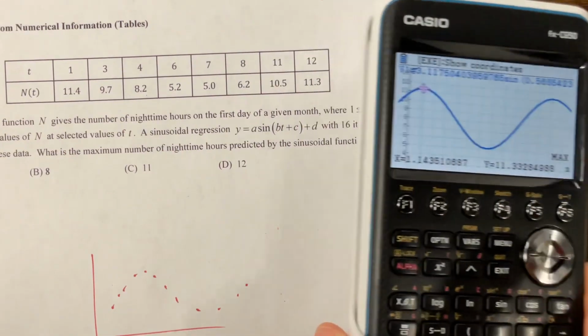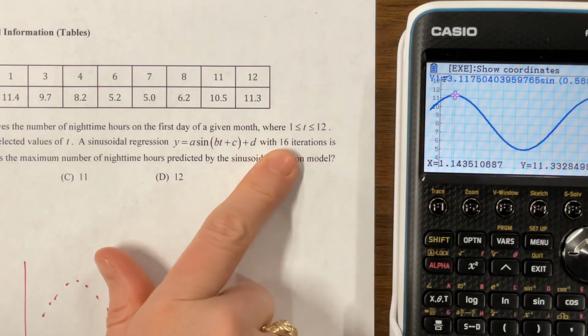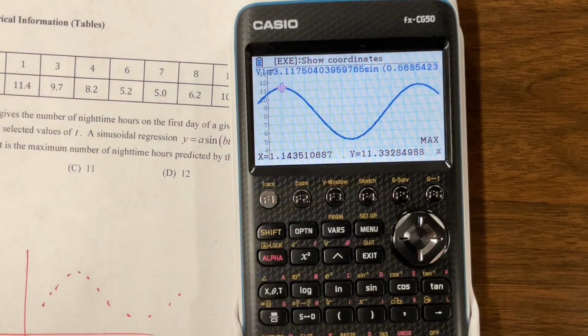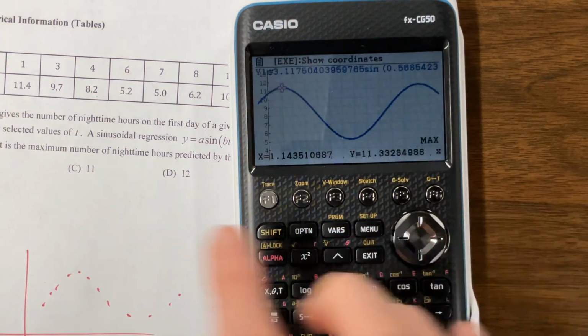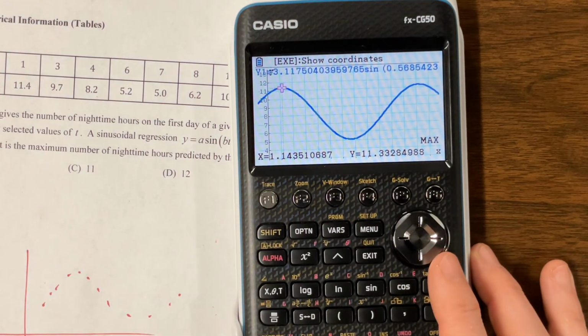Is that a reasonable answer? Oh, I guess I should look it up. Maximum number of nighttime hours predicted by the sinusoidal. Do we round up or down? Do you have an answer for me? No, I'm just kidding. 11? I think the problem is the 16 iterations, and I don't know how to change that on my Casio. I may go play with this for a second and see if I can figure it out. This rounds officially to 11, which matches that answer, but I'm not sure what he intended to be the answer.